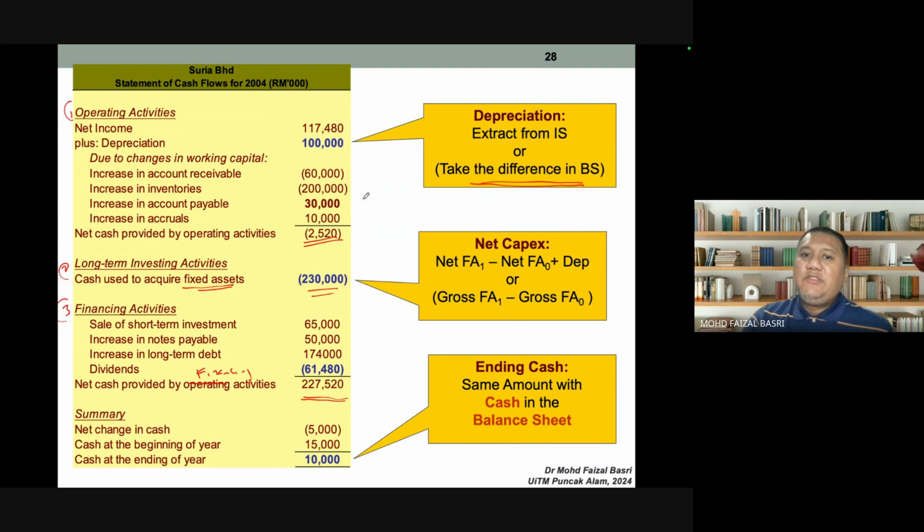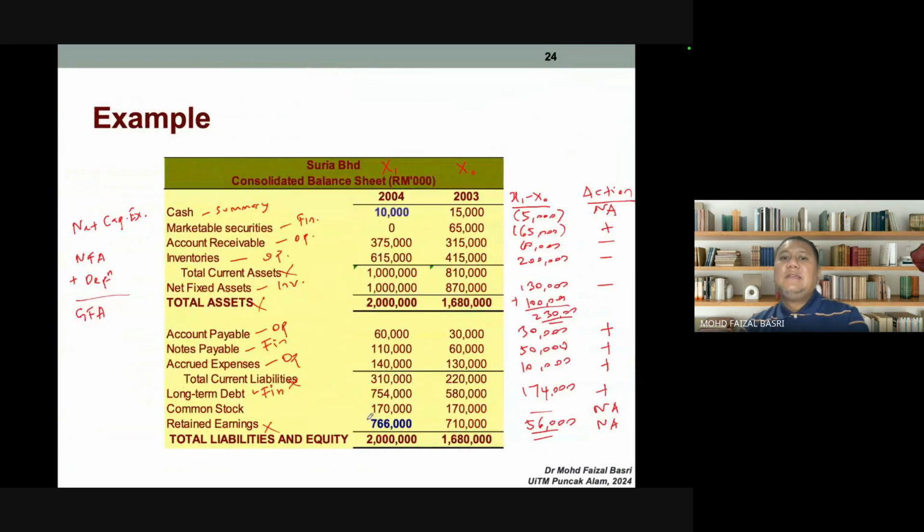Okay, so what you need to do next is to check. You take negative 2,520 plus negative 230 ataupun 230,000 plus 227,520. So ni negatif plus negatif, maknanya negatif 2,520 minus 230,000, and then we add with 227,520. That amount should equals ataupun tally to this negative 5,000. And remember mana dapat negative 5,000 ni tadi? Is based on this, which is based just on the cash. Yang ni saja, based on this line je.